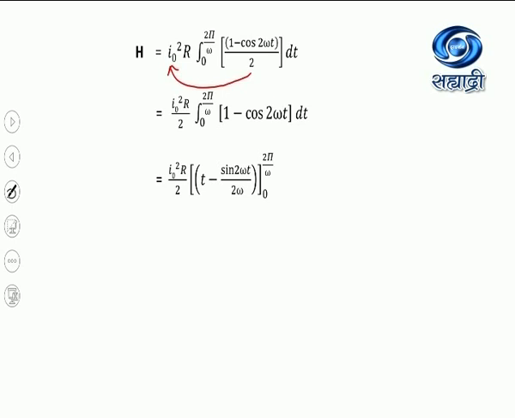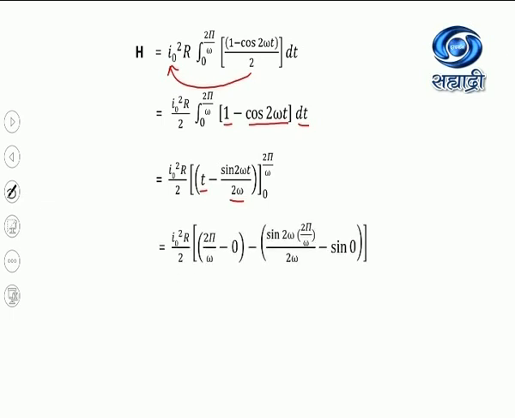Now by separating integrals we get integration of 1 with respect to t is t, and integration of cos of 2 omega t is sine of 2 omega t, and integration of 2 omega t with respect to t is 1 upon 2 omega. That's why 2 omega is at the denominator. Limits are from 0 to 2 pi upon omega. So H is equal to I naught square R upon 2.